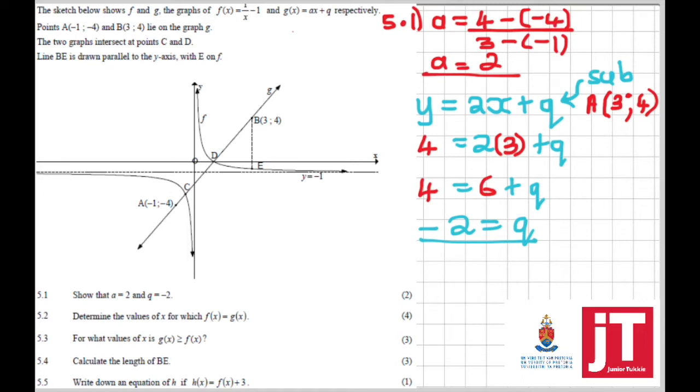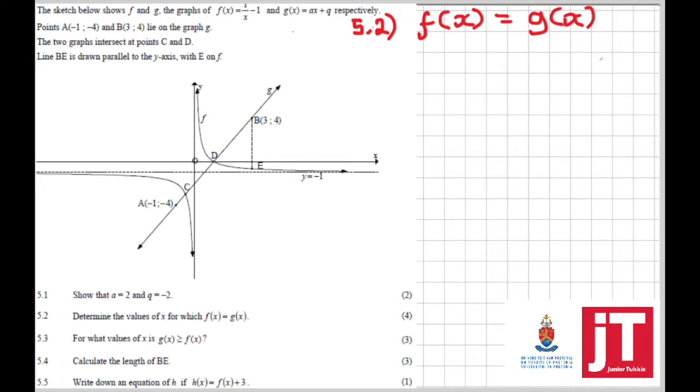So to work that question out, we start off by just equating f(x) to g(x). In writing, we're going to have 2x - 2 = 1/x - 1. So we have equated f(x) and g(x). We then move on to simplifying that by moving the -1 from the right-hand side to the left-hand side. And if we simplify that correctly, we get 2x - 1 = 1/x.